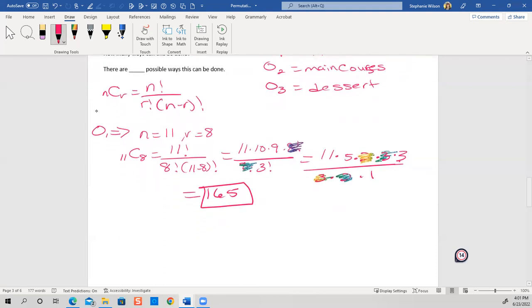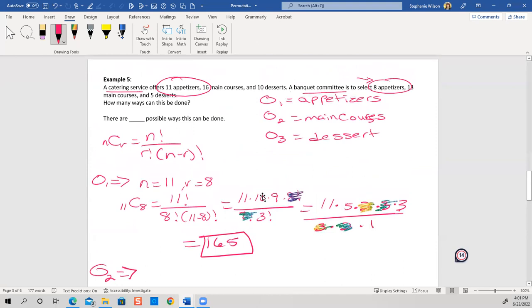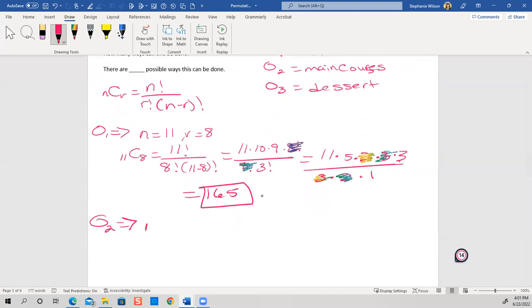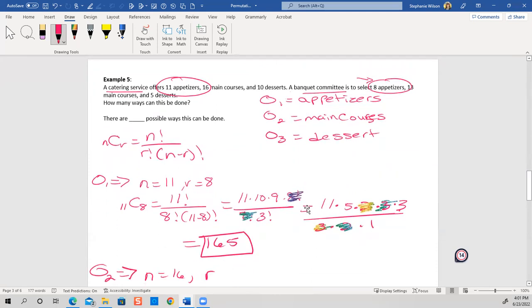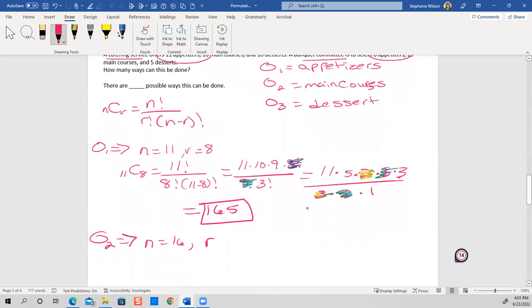Let's do order 2. Order 2 is the main courses. And if I come back up here, I can see they offer 16 main courses. So N is my 16. R, it says that we're going to select 13 from the main courses. So that's R. And let's plug it in. So I have 16C13. 16 factorial over 13 factorial times 16 minus 13.